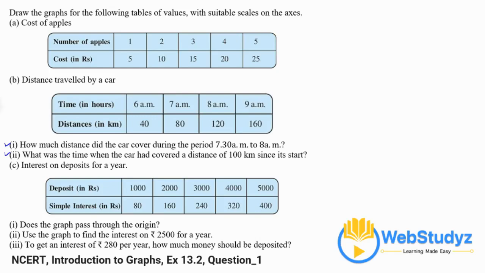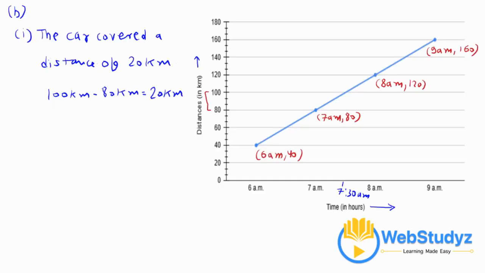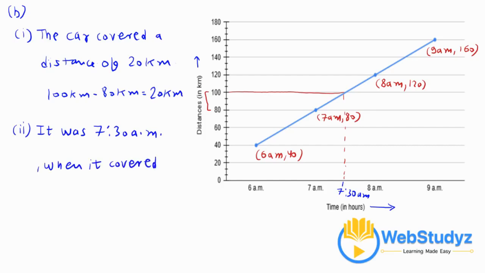Now move on to the second part, which is what was the time when the car had covered a distance of 100 kilometers since its start. So at 100 kilometers, the car is at the time of 7:30 a.m. So we can simply write that it was 7:30 a.m. when it covered a distance of 100 kilometers.